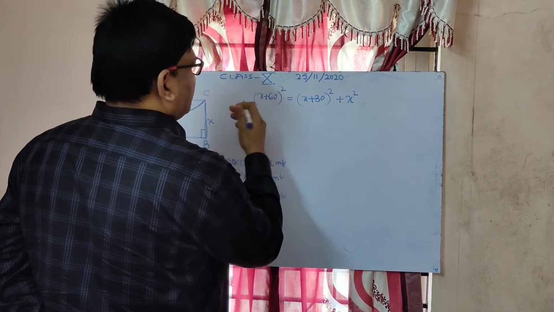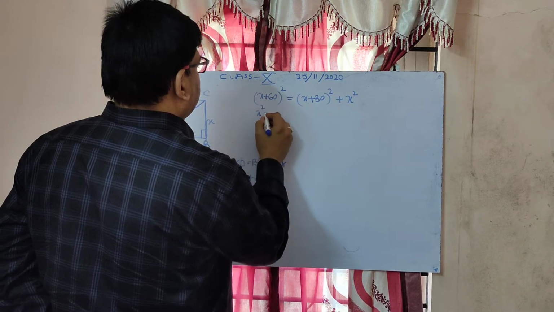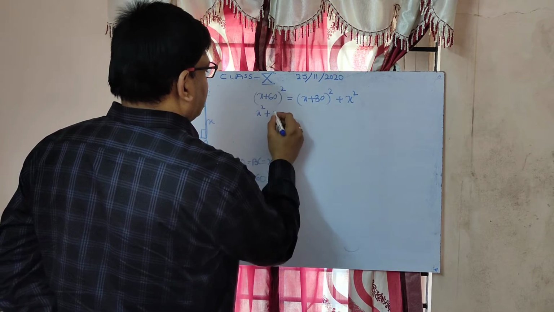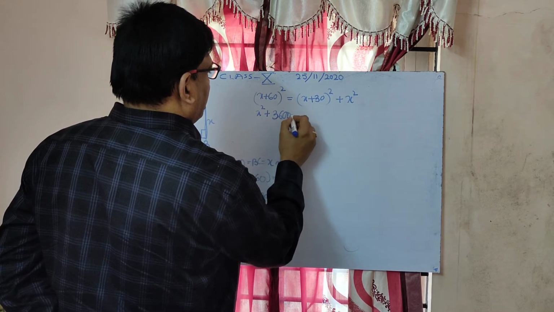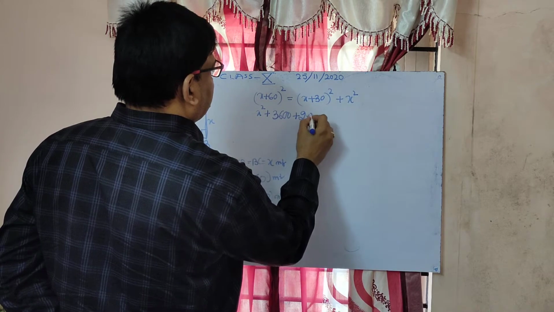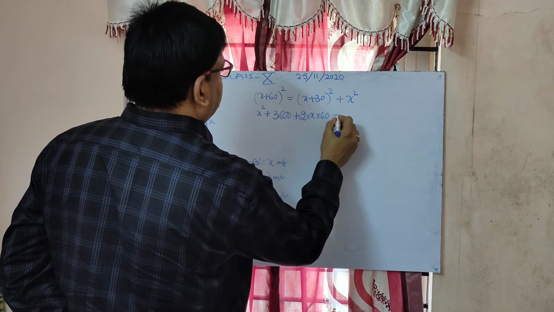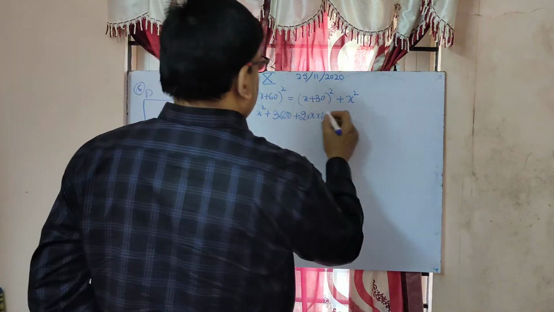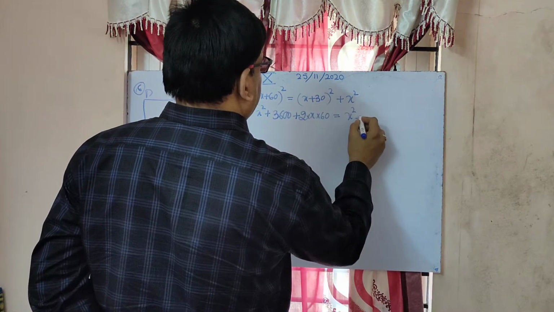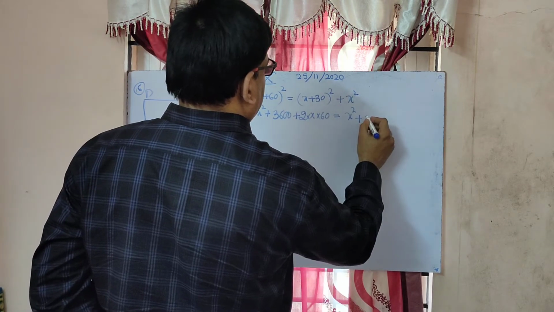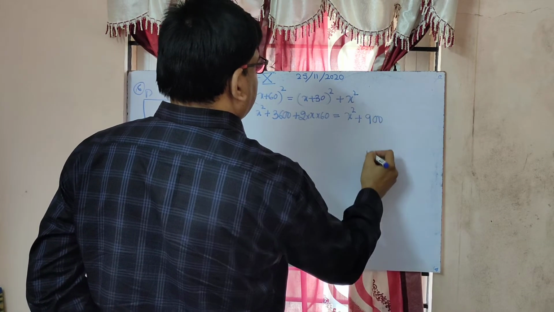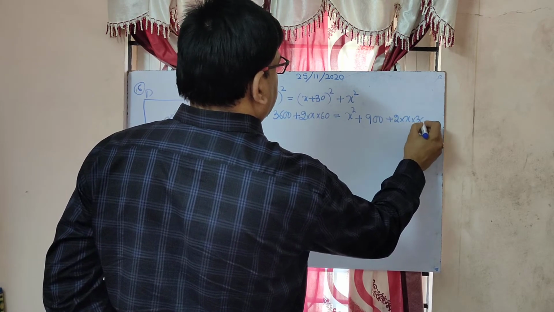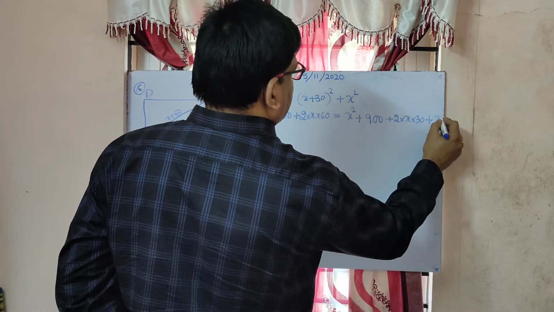Now just expand it. Square of the first term, square of the second term, plus 2 into first term into second term, plus X square is there.